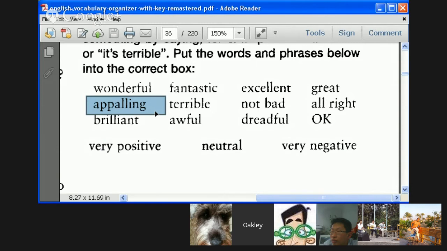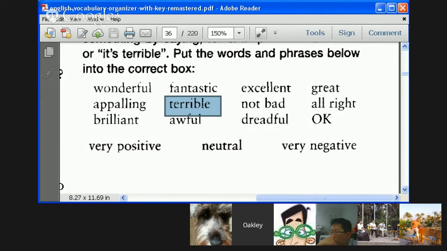Always. My God, the way he eats soup is appalling. I want to throw up when I watch him eating soup. Oh my God, it's absolutely appalling. Yeah. Okay, all right. You get me? Yes, I got it.